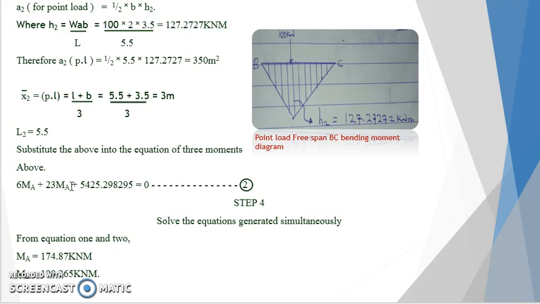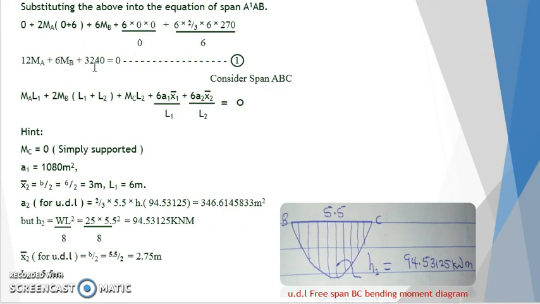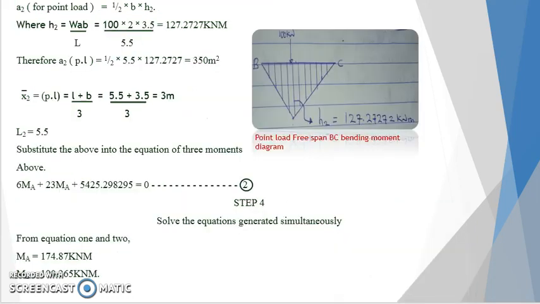You end up getting this, which is equation 2. Now step 4, solve the equations generated simultaneously. Take this equation and this equation and solve them simultaneously. You have that MA is equal to 174.87, the same thing the other method gave us, and MB is 190.265. You can see the exactness we talked about. Like in slope and deflection, we got 263, but here we got 265, which is better. It's more exact than that.